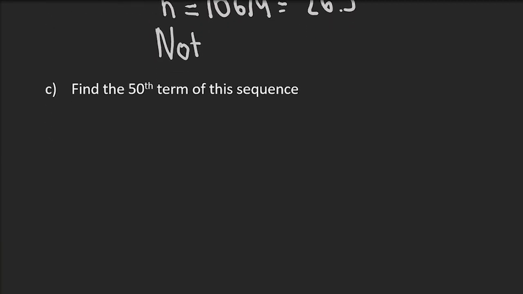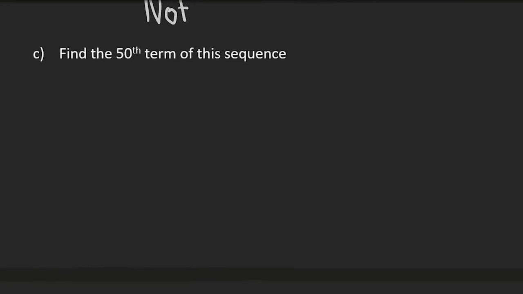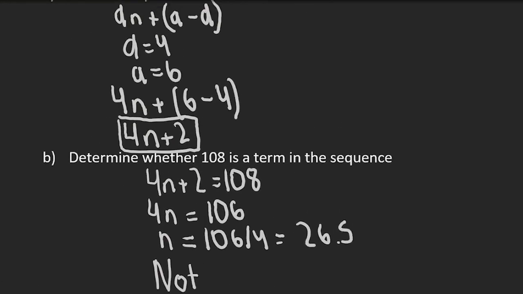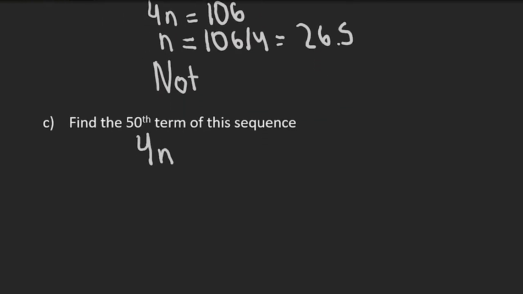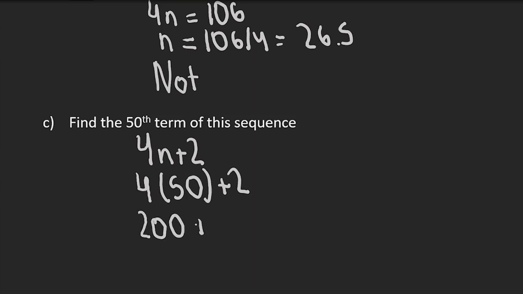Now the next question says, find the 50th term of the sequence. First we would write the nth term expression, which is 4n plus 2. And then we would simply substitute 50 for the value of n and solve. So we can say 4 times 50 plus 2. Then we simplify this. 4 times 50 is 200, and then 200 plus 2 is 202. And this is our answer.